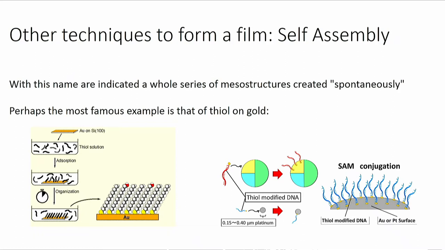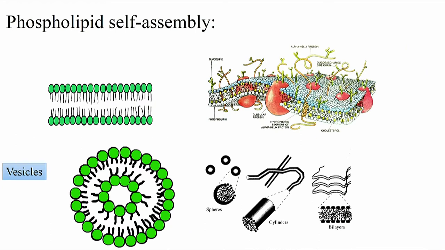Other techniques, just to give you the flavor of things that you can do with soft surfaces and interfaces: self-assembly. Self-assembly occurs in many cases. The most famous example perhaps is that of thiol on gold. Thiol is sulfur that binds on gold, and you can form monolayers in this way. Self-assembly is also in nature: phospholipids form bilayers and vesicles. And it's not only confined to interfaces, because viruses also self-assemble, and many structures do self-assembly, basically. Protein folding can also be considered self-assembly, but it's not interfaces.